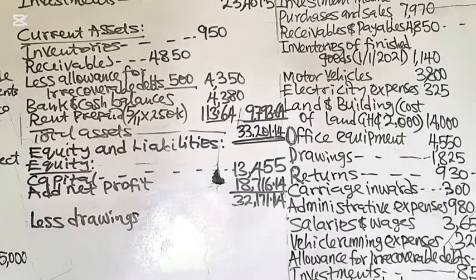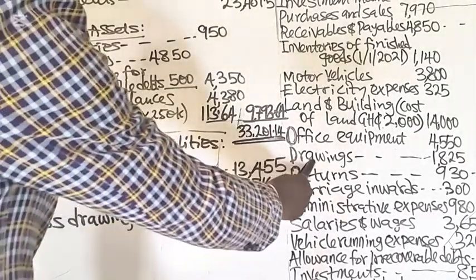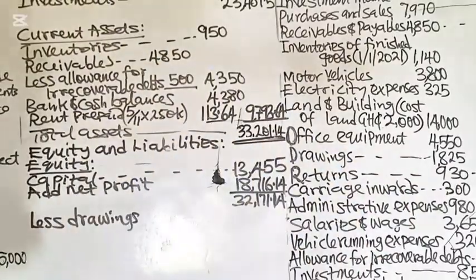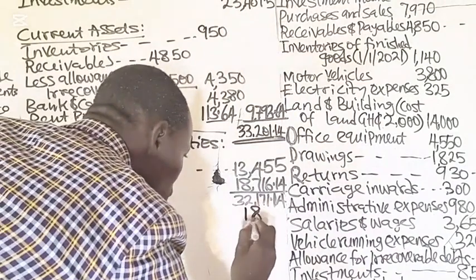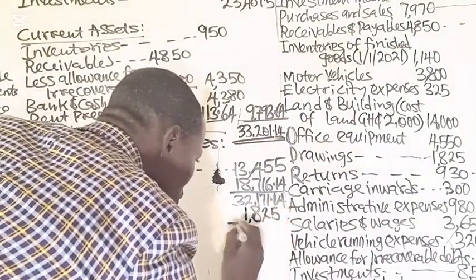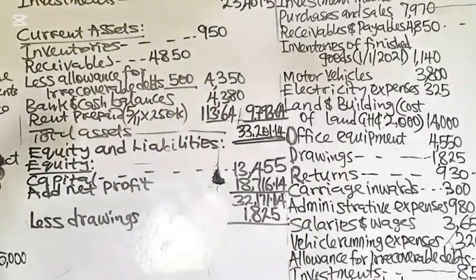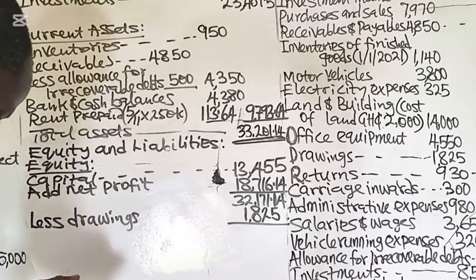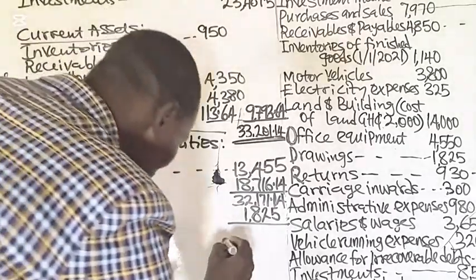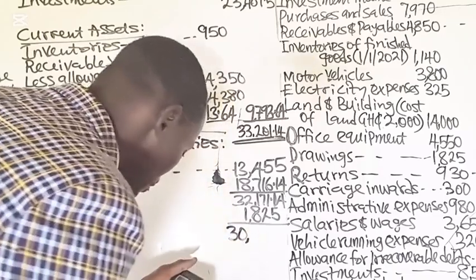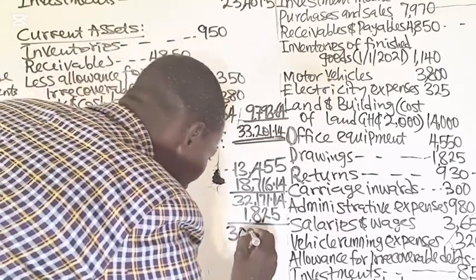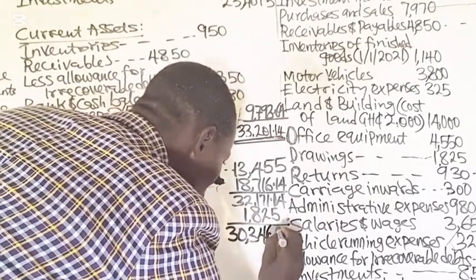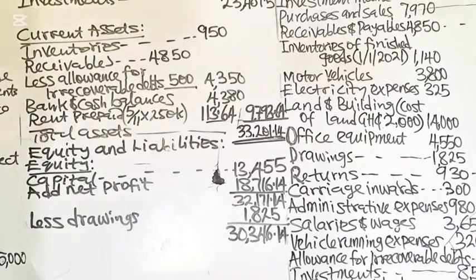So let's do drawings. Drawings is anything taken out of the business for personal use. Drawings amounted to 1825. If you subtract drawings, 32,171.14 minus 1825, we have 30,346.14. That is the owner's equity.